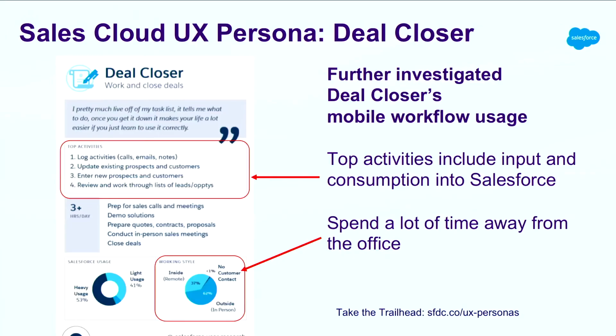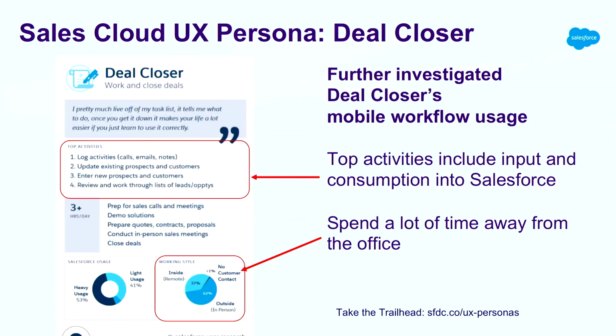And the way in which you would use persona cards would be to take a look at it. Again, it's a snapshot. And you can see that, okay, people in general are logging calls, they're updating records, they're working their pipeline. And this is what we call a deal closer, a field service rep, an in-field service representative. And you can also see that they spend a lot of time outside of the office.